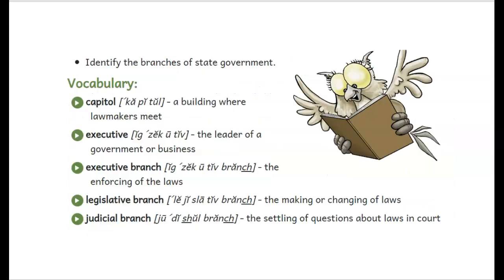Some vocabulary words that were talked about are words like capital, and this is a building where lawmakers meet. Executive, this is the leader of a government or business. Executive branch is the enforcing of the laws. The legislative branch is the making or changing of laws. And judicial branch is the settling of questions about laws in courts.